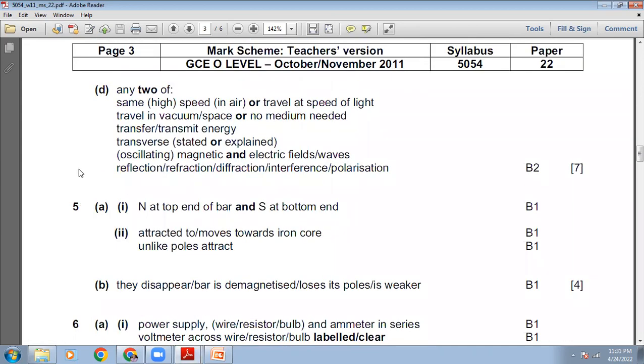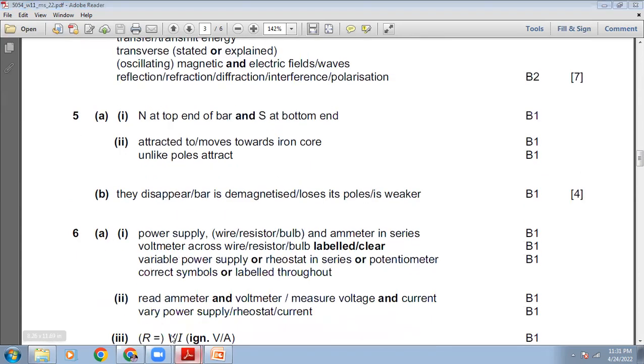Marking scheme says any two of: same high speed in air or travel at the speed of light, travel in vacuum space or no medium needed, transfer or transmit energy, transverse stated or explained, oscillating magnetic and electric field waves, reflection, refraction, diffraction, interference, polarization. So these all are the characteristics of these waves. So we are going to the next question.